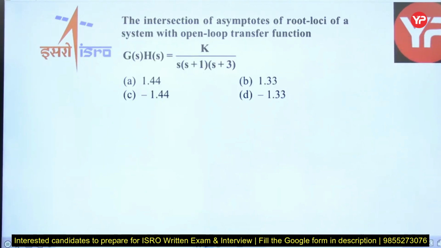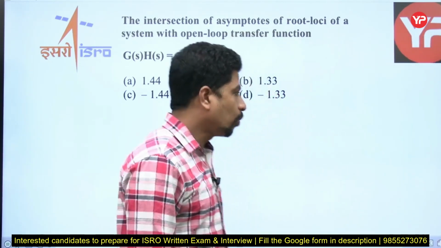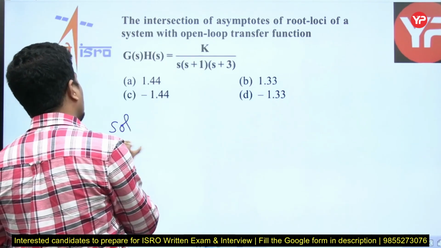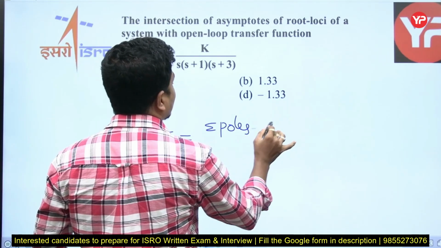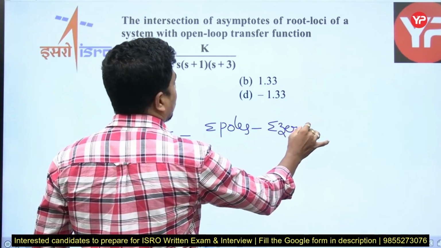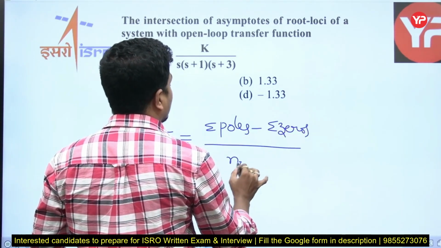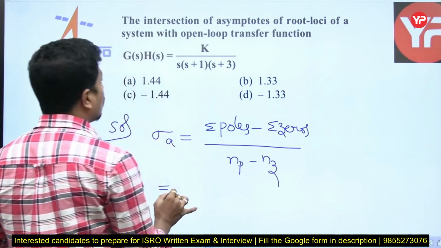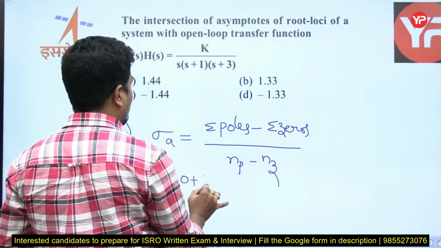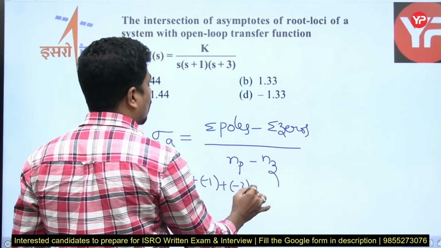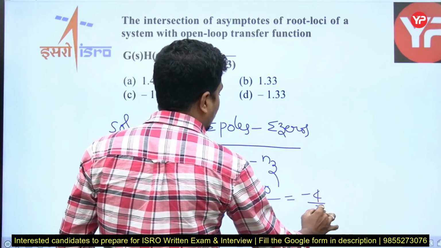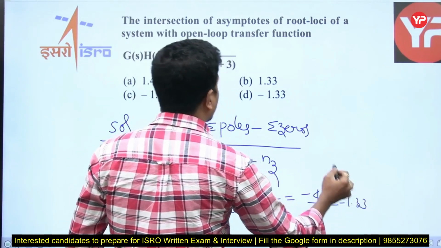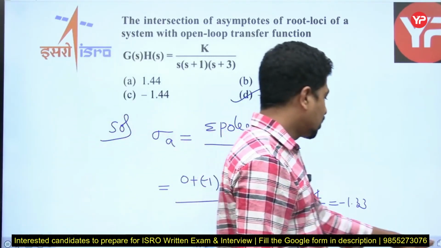Next. The intersection of asymptotes of root loci of a system with the open loop transfer function. Intersection of asymptotes is nothing but the centroid sigma A, which is the sum of the poles minus the sum of the zeros, divided by number of poles minus number of zeros. Sum of the poles: pole at 0 is one pole, at minus 1 another pole, at minus 3 another pole, no zeros, divided by 3 minus 0. Minus 4 divided by 3 is minus 1.33. Option is D.